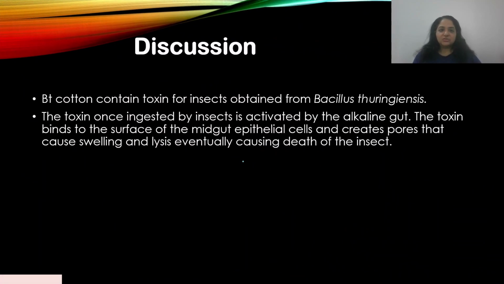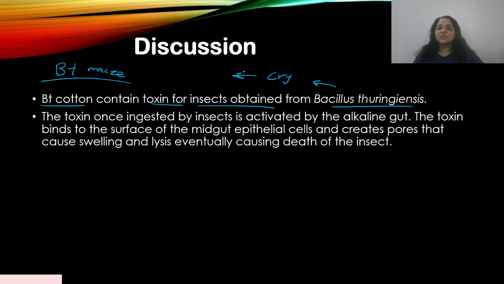Let's go to the discussion. Bt cotton contains a toxin for insecticides obtained from Bacillus thuringiensis. There's Bt maize also. There's an endotoxin that's produced. I'll explain it quickly again in brief, but please check out part 1, where I've explained this in detail. Bacillus thuringiensis is a bacteria, and it has a gene called cry gene, which encodes for a protein which is toxic to insects.